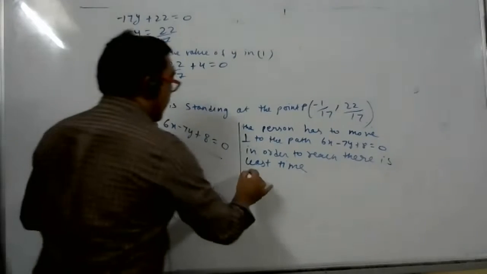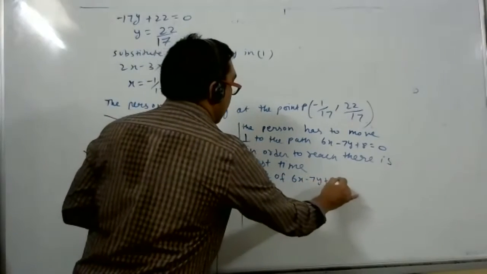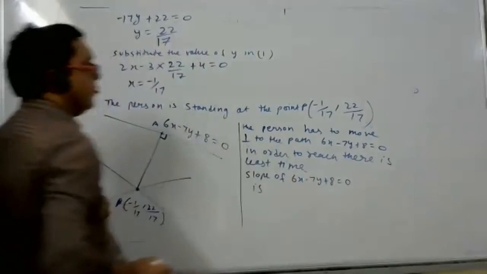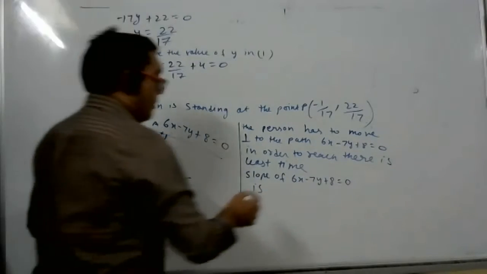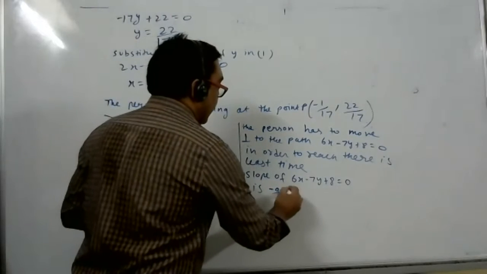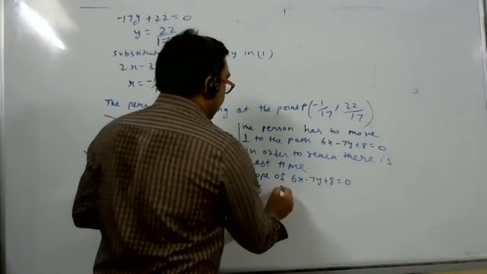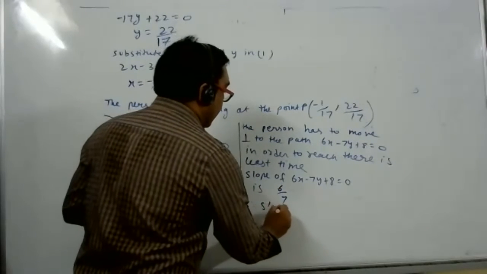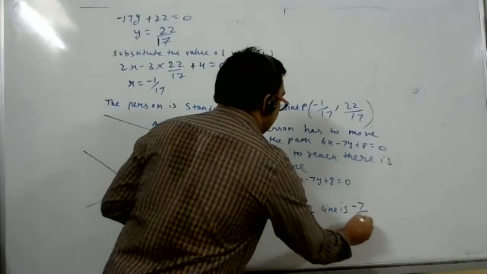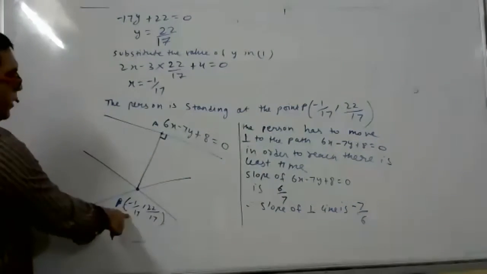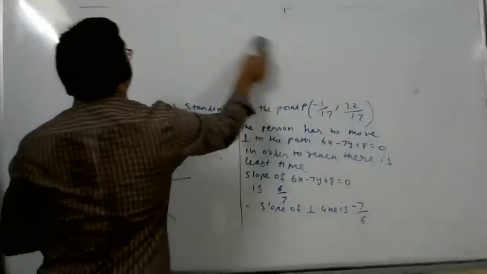Student, slope of 6x minus 7y plus 8 is how much? What is the slope of this line, student? One day I taught you the formula. What is the slope formula? Minus a by b is equal to how much? Sir, 6 by 7. Directly you should write. Therefore, slope of the perpendicular line how much? Minus 7 by 6. Once you know the perpendicular line slope and the point, which form to use to find the equation of line? Point slope form.